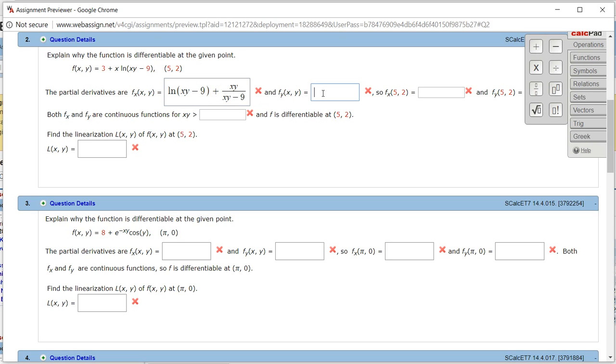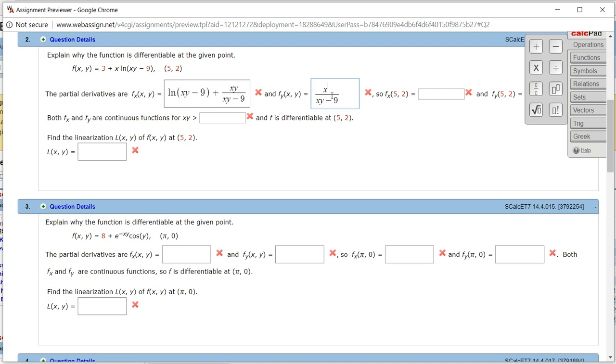The partial derivative with respect to y is going to be pretty similar, I think. Here, x is just going to be a number, so I put it here. And then the partial derivative of the natural log of xy minus 9 would have xy minus 9 on the bottom. Then the partial derivative of xy with respect to y would be x. So we're going to have another x, so I'm going to put x squared. That would be the partial with respect to y.